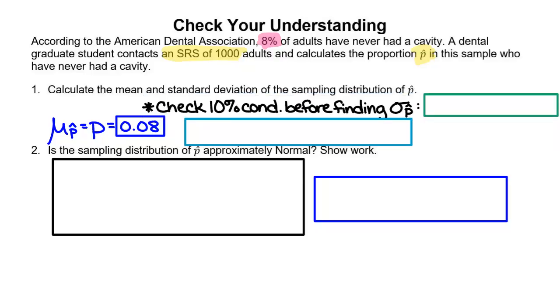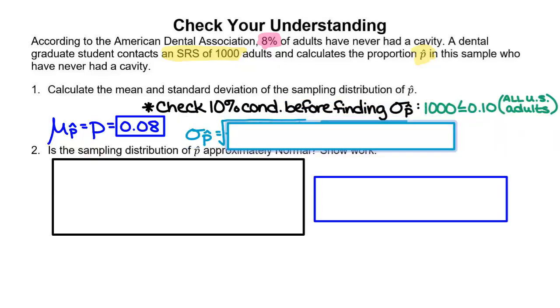Check the 10% condition. So how do I check the 10% condition? Less than. Large counts, we want greater than. 10% condition, we want less than. So what is our sample size here? 1,000. So 1,000 is less than or equal to 0.10 times all U.S. adults. Is that a reasonable assumption to make? Yes, so we are good. We pass our 10% condition. That means we can plug into the formula.